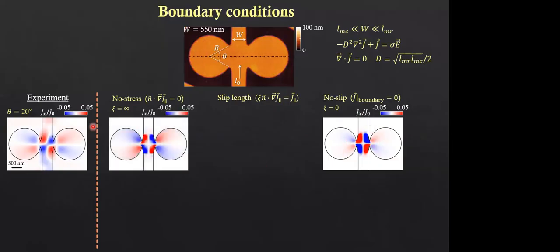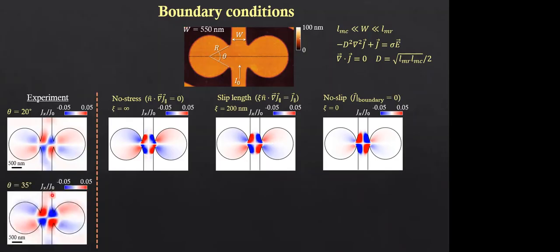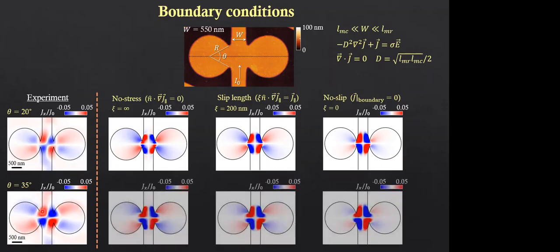On the other hand, one can have a no stress boundary condition where the slip length is infinite and the current profile looks like this. And in the middle, one can have a finite slip length of about, say, 200 nanometer, which gives a Jx profile like this. On the other hand, we can take another example of about, say, 35 degree. This is experimental data on the left, and these three are the simulations.